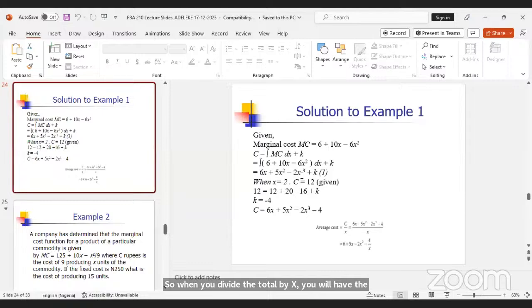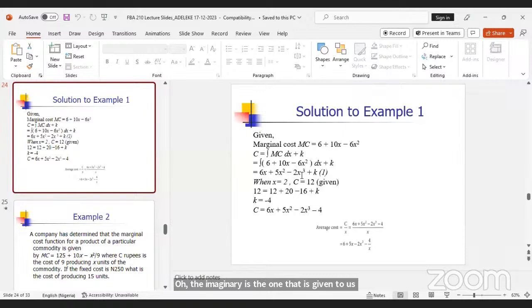Iganga, Comfort. Sir, I don't understand the marginal cost. Okay, the marginal is the one that is given to us. It's given in the question.